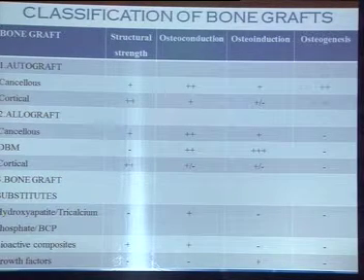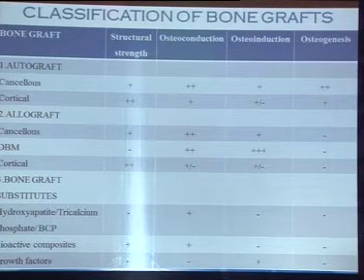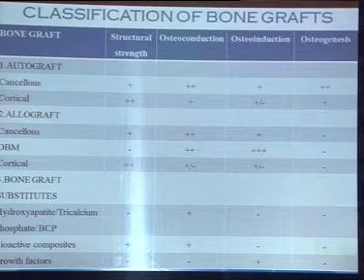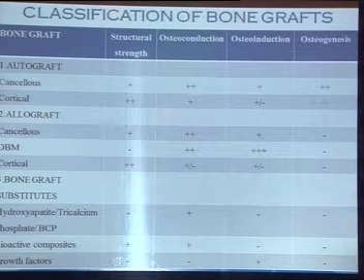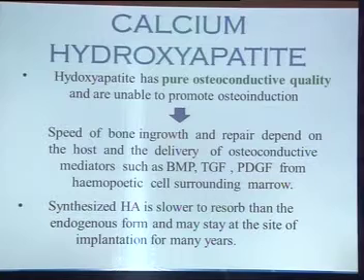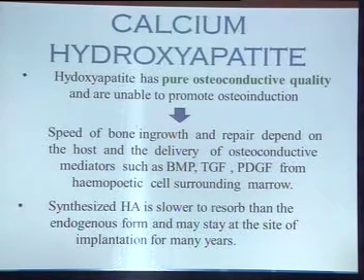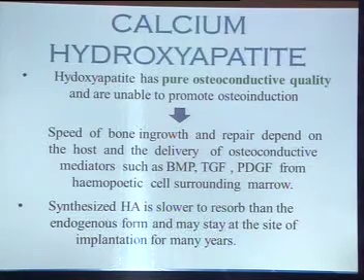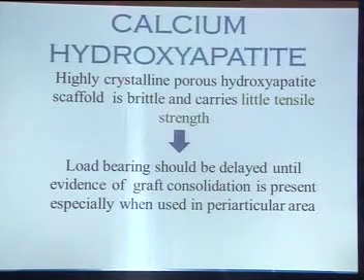As you can see in this table, autografts have all three properties: osteoconduction, osteoinduction, and osteogenesis. On the other hand, hydroxyapatite has only the osteoconductive property. That is why the speed of both bone ingrowth and repair depends on the host and the delivery of osteoconductive mediators. The synthetic hydroxyapatite is slower to resorb than the endogenous form and may stay at the site of implantation for many years. The hydroxyapatite scaffold is brittle and carries little tensile strength, and hence load bearing should be delayed until evidence of graft consolidation is present.